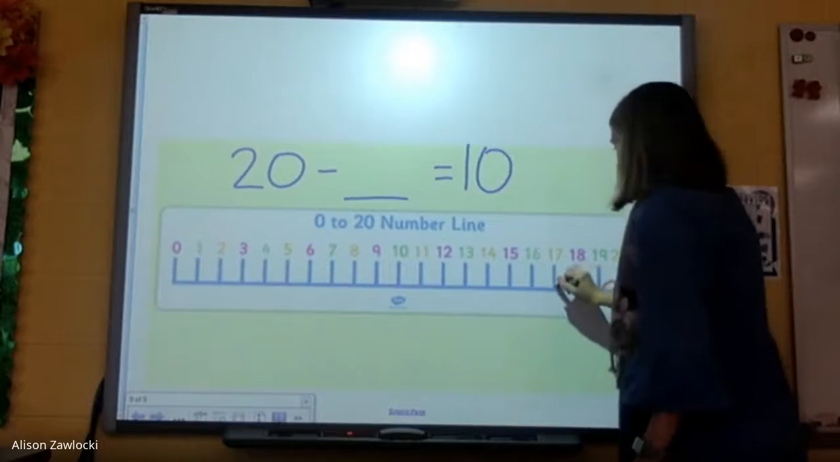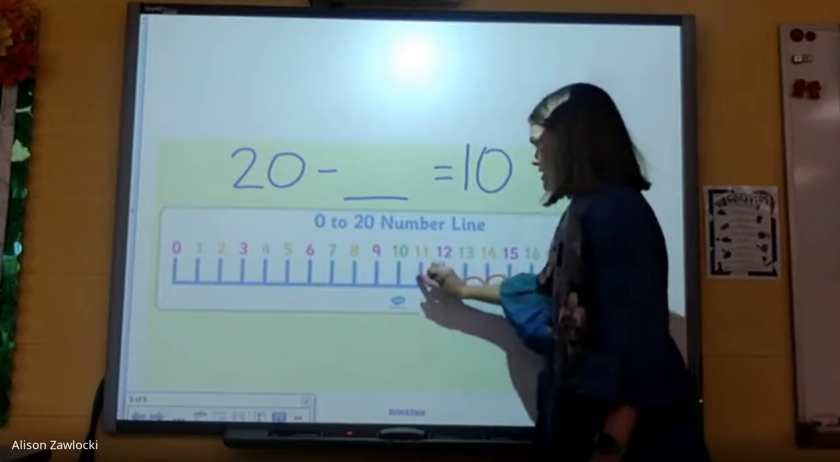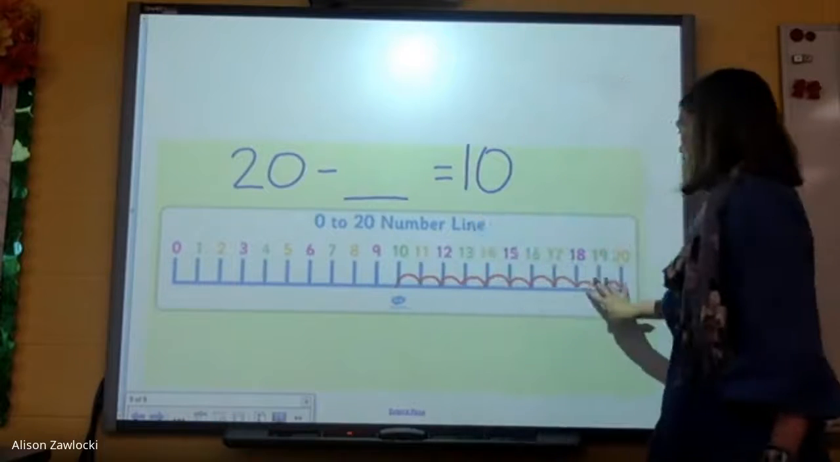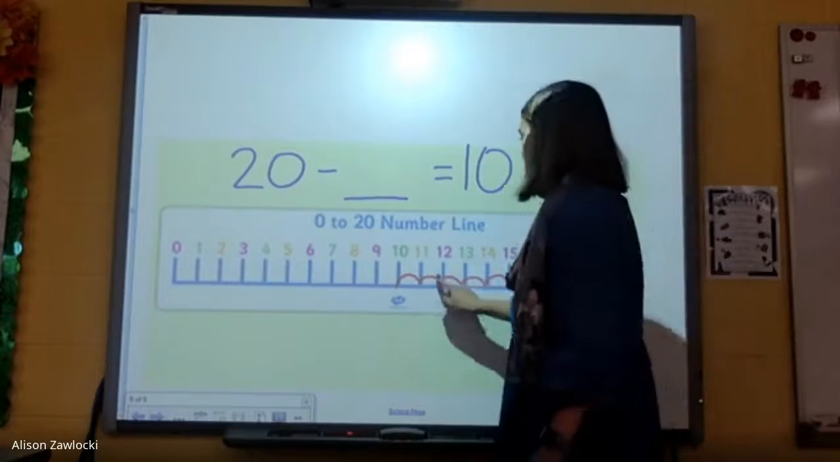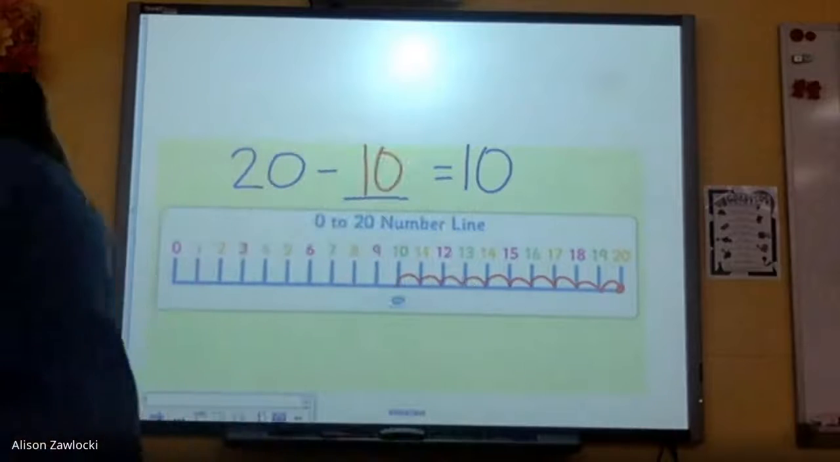1, 2, 3, 4, 5, 6, 7, 8, 9, 10. Oh, that's our stopping point. I got to 10. Now we're going to go back and count how many hops there are. 1, 2, 3, 4, 5, 6, 7, 8, 9, 10. Oh, 20 take away 10 equals 10.